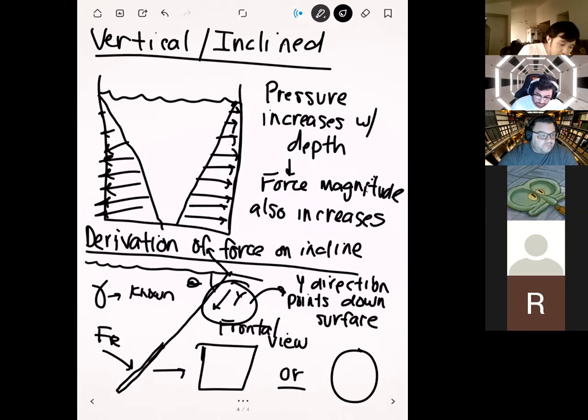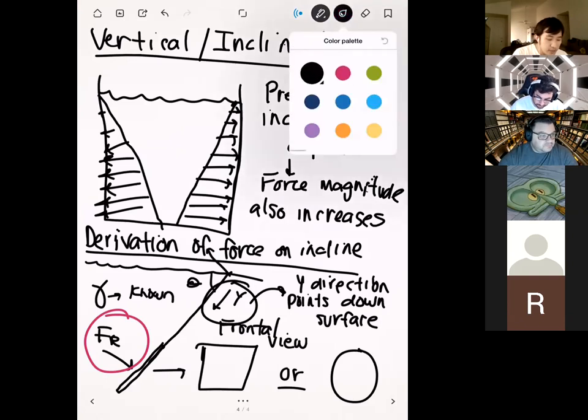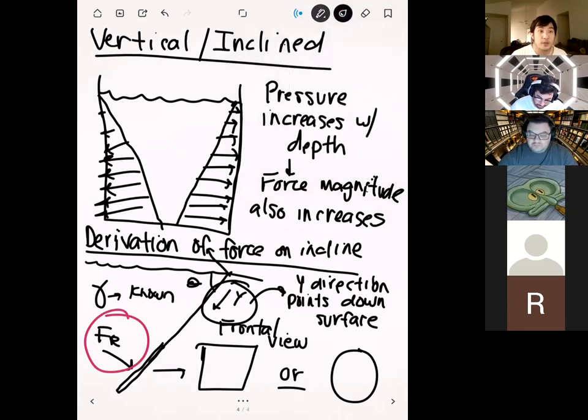And then what we want to solve for is this guy. Okay? And so that guy, very similar to the horizontal surface, is going to be our resultant force. And so we're going to be interested in three things actually. We're going to be interested in the direction of this force, the magnitude of this force, and the location of this force. Out of those things, I think the location is going to be the most complicated one to do.